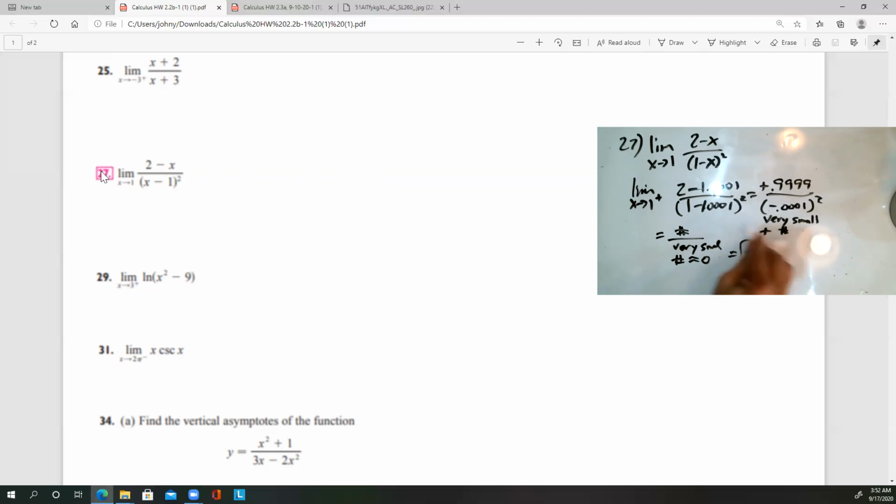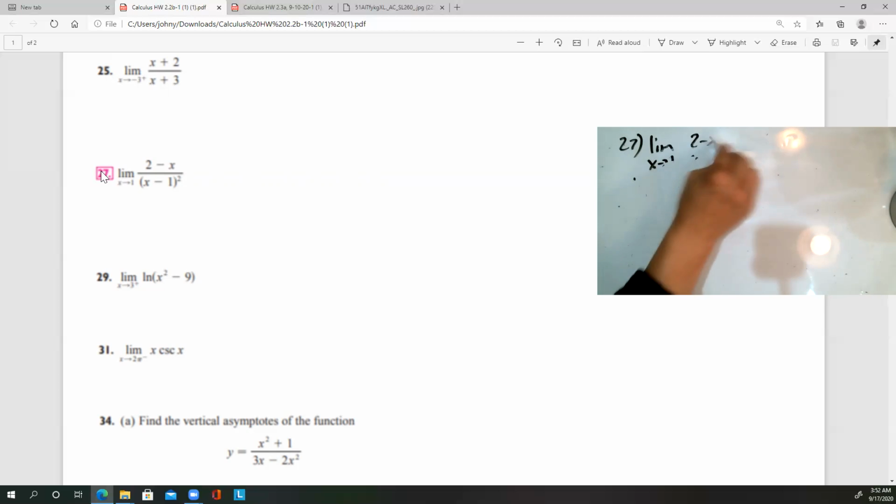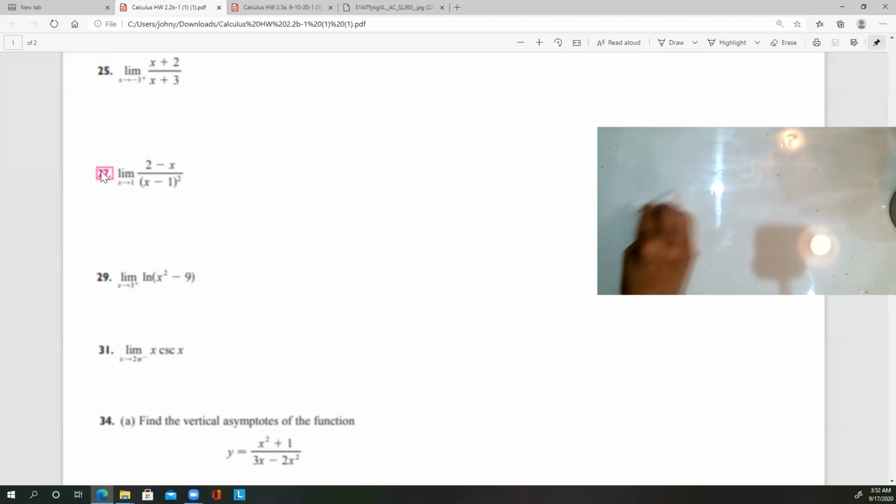29. The same process applies for all of these. You can use your calculator for number 29 to get your value if you want. Since it's approaching 3 from the positive side, you can try plugging in 3.000001. You square that, minus 9. 3 squared is 9, right? So if you plug in 3, the natural log of 0 is negative infinity, so you can't do that on your calculator.